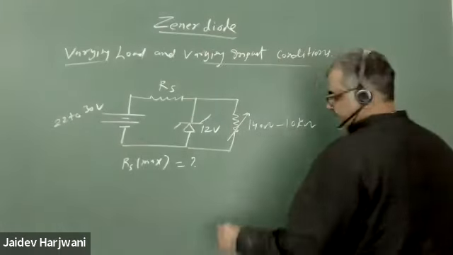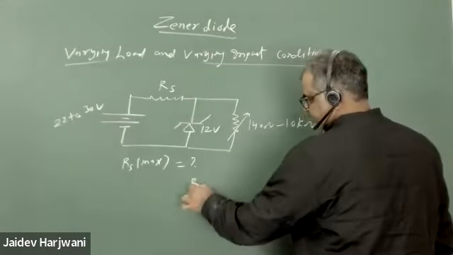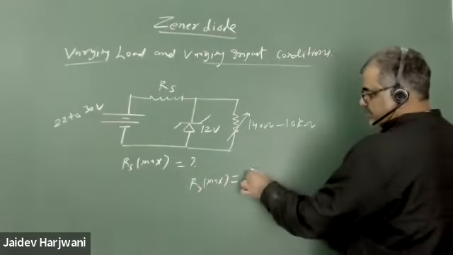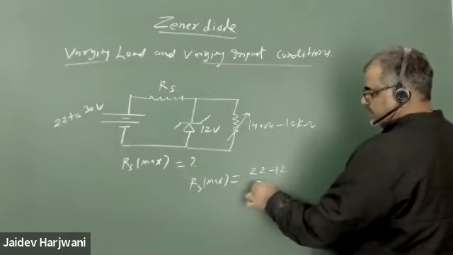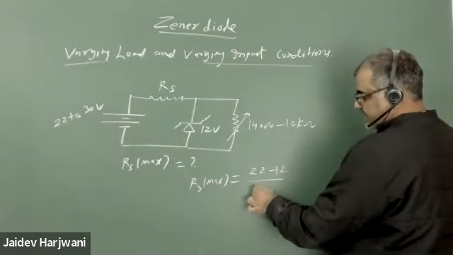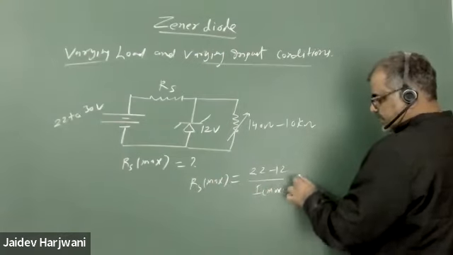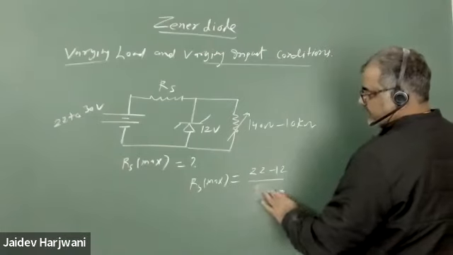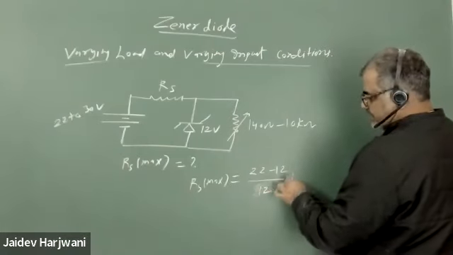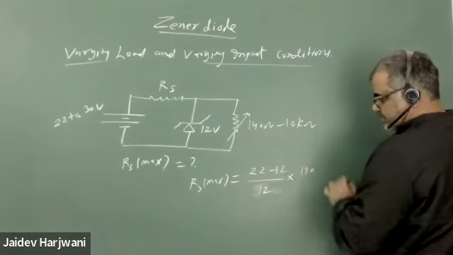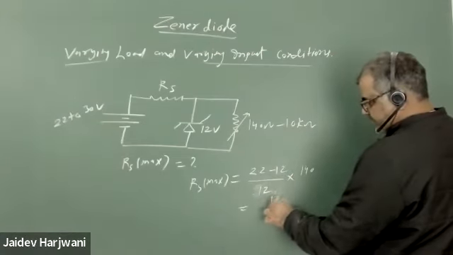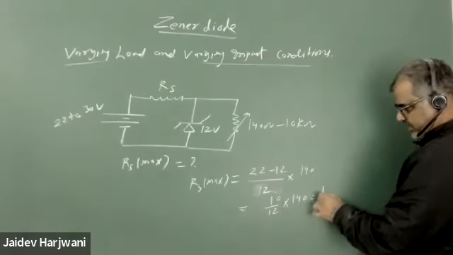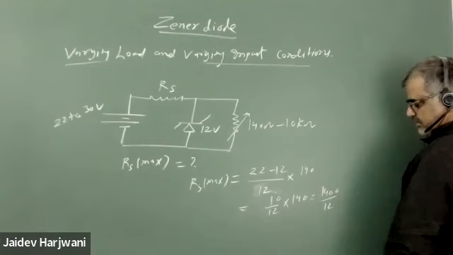So RS max is 22 minus 12, and here you want IL max. IL max is nothing but V load, that is VZ 12 divided by 140 ohm. So this becomes 10 upon 12 into 140, so this becomes 1400 divided by 12. How much is coming?